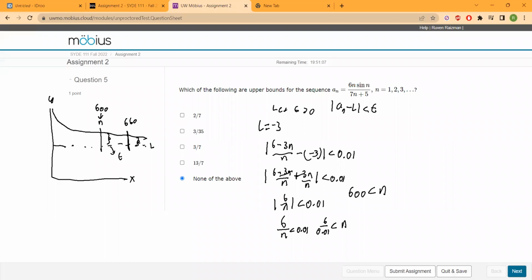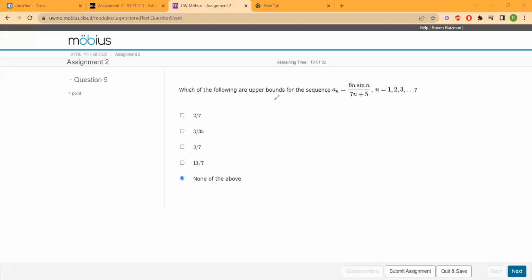Okay, so let's clear all drawings. Okay, so now we have this example. Which of the following are upper bounds for the sequence a_n? And here we have, I forgot what the sequence is called, but we have a sine function and the upper bound. So what we're going to do here is use the squeeze theorem.